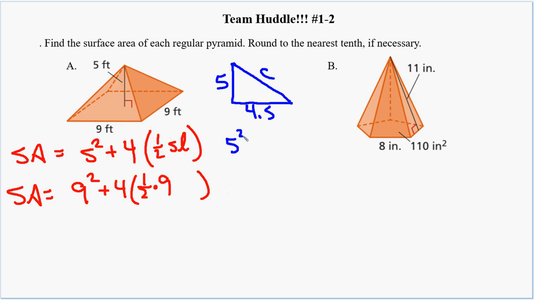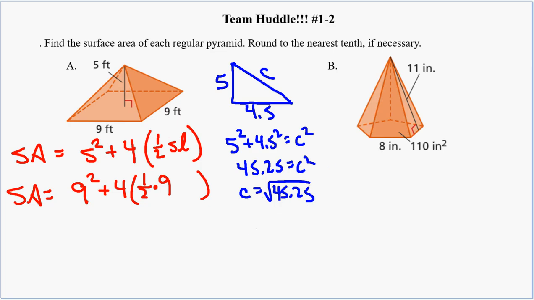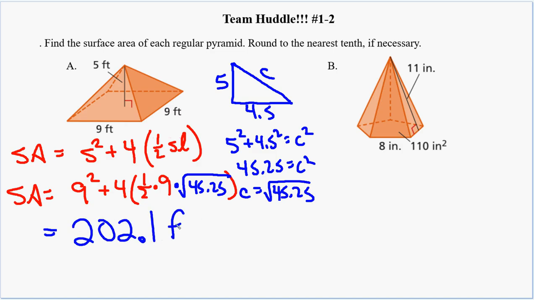So we're going to have 5 squared plus 4.5 squared is C squared. If we square those and add those together, you should get 45.25 is C squared. And once again, let's leave that as a radical for now, root 45.25. So I'm going to move this parenthesis. I might need a little more room. And we're going to put in it times our root 45.25. All right, if the button pushing on your calculator goes well, the surface area should be about 202.1 feet squared. Excellent.